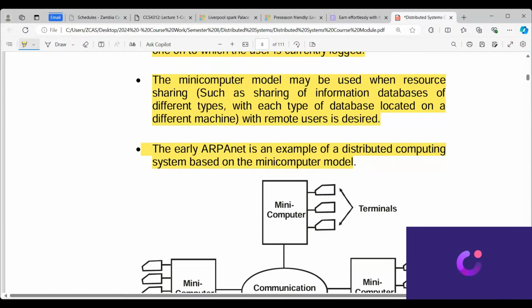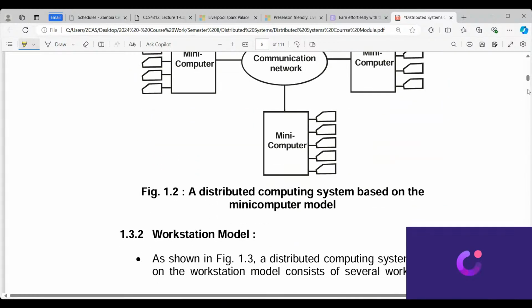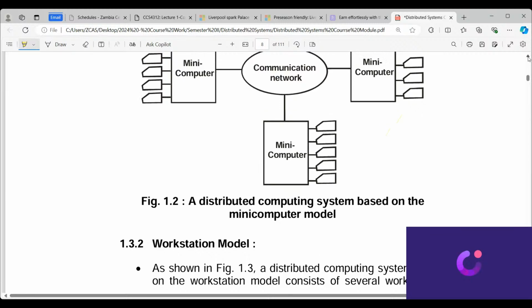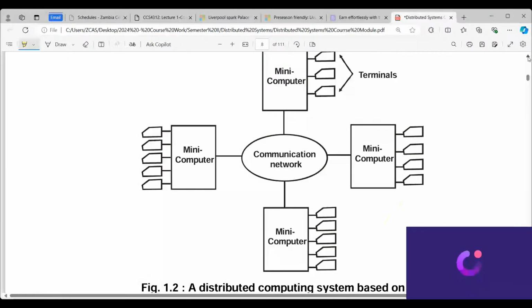Okay, we have a diagram here to depict that. You could see we have a mini computer here. Of course, you have other terminals here. Then we have mini computers. Then you have terminals, mini computer, other terminals, mini computer. Then we have the communication network here. Okay, this is the communication network.